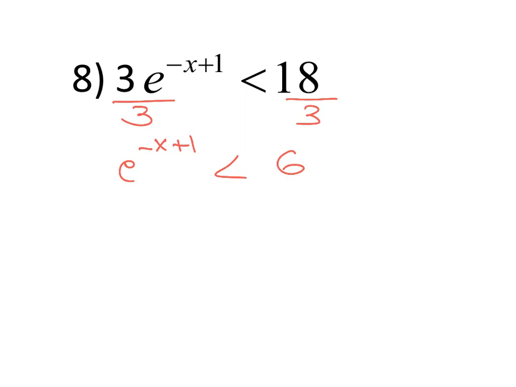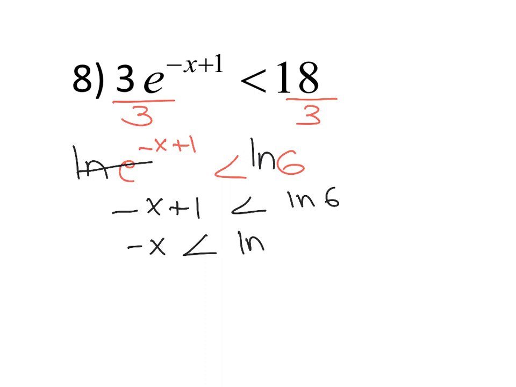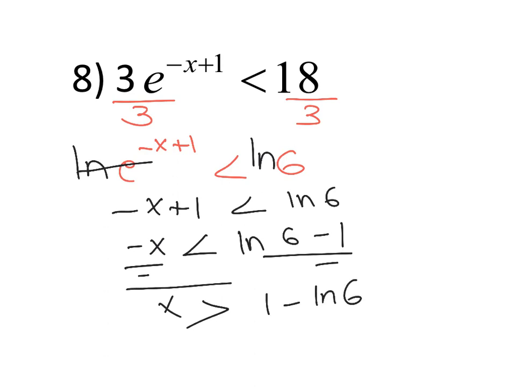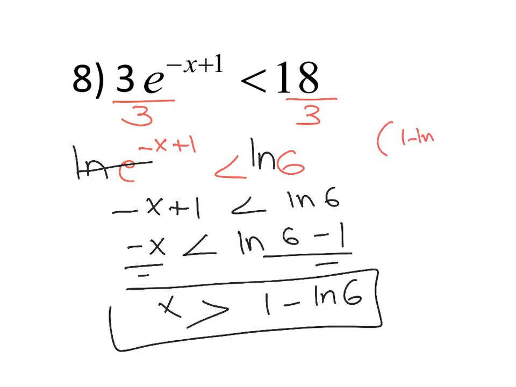So if I want to solve, since the base is e, I'm going to put ln in front of both of them. This will cancel out. Negative x plus 1 is less than ln 6. So x is greater than, you know what, let me do it one step at a time. Subtract 1, so ln 6 minus 1. Now if you divide by a negative, x is greater than 1 minus ln 6. And that would be your answer for an exponential inequality. So to write it in interval notation, it's going to be 1 minus ln 6. That's the solution all the way up to infinity.